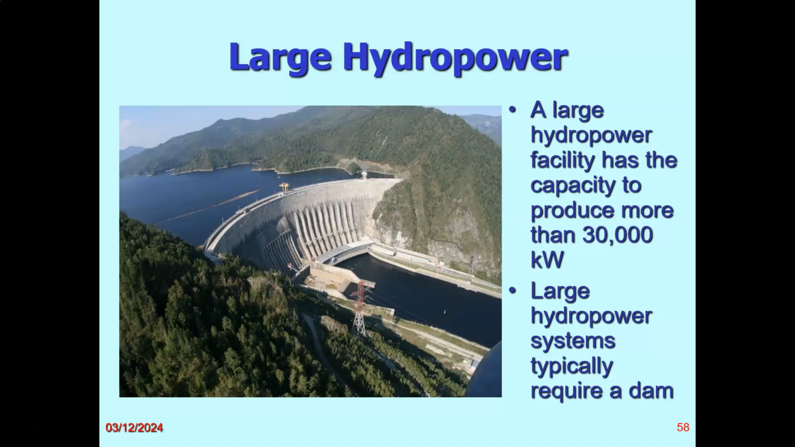So in order to give you some numbers: large hydropower also has a higher impact on the environment. They require a dam, and they can produce more than 10,000 kilowatts. So the number here is 30,000 kilowatts. This is the amount of energy.